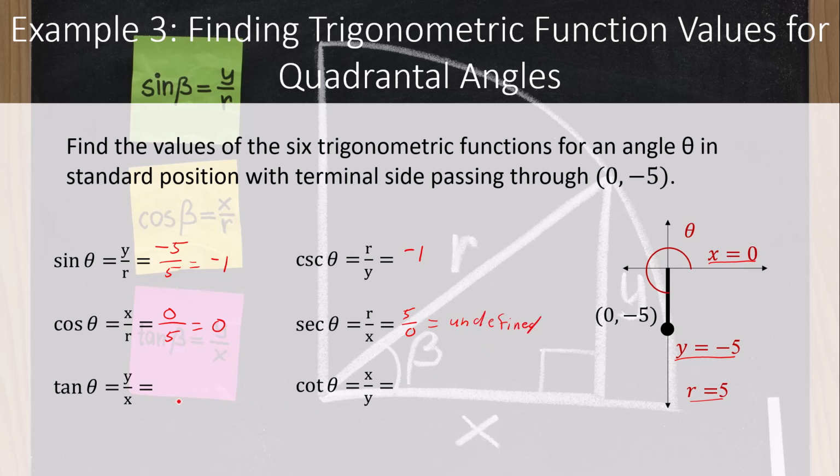Now for tangent of theta, remember, here y is equal to -5 and x is equal to 0. Once again, that is undefined. And then finally, cotangent: here x is equal to 0, y is equal to -5. 0 divided by -5 happens to be equal to 0. So notice that when we have a case where the angles are quadrantal, there will be at least 2 functions that happen to be undefined.